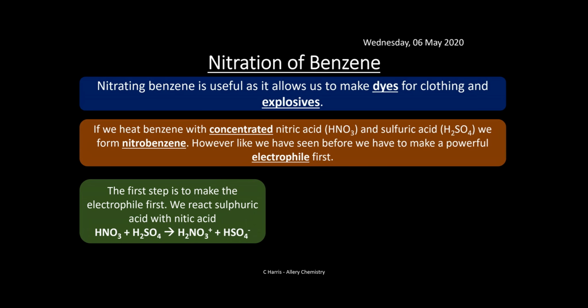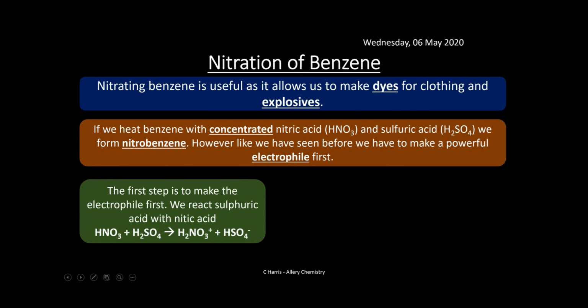So we make the electrophile. We react sulfuric acid with nitric acid. Both of these are concentrated, so they're quite powerful acids. And so what happens is we form H2NO3+, so effectively the nitric acid receives a proton, and the sulfuric acid loses a proton, donating it to form HSO4-.